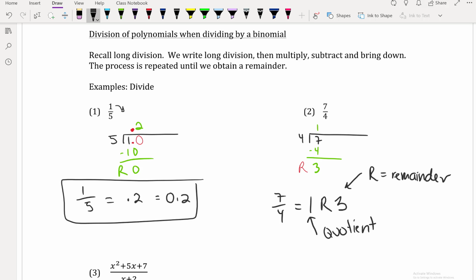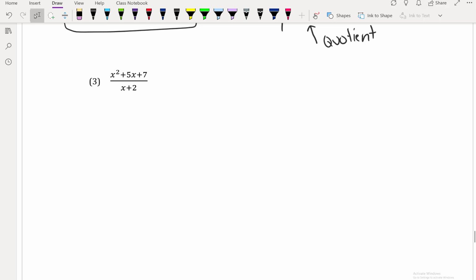So the quotient is 1 and the remainder is 3. So let's take that into consideration. Now we're going to go into our polynomials. So remember, the denominator goes out in front, so x plus 2. And now the numerator is going to go inside here. So I'm going to have an x squared plus a 5x plus 7.